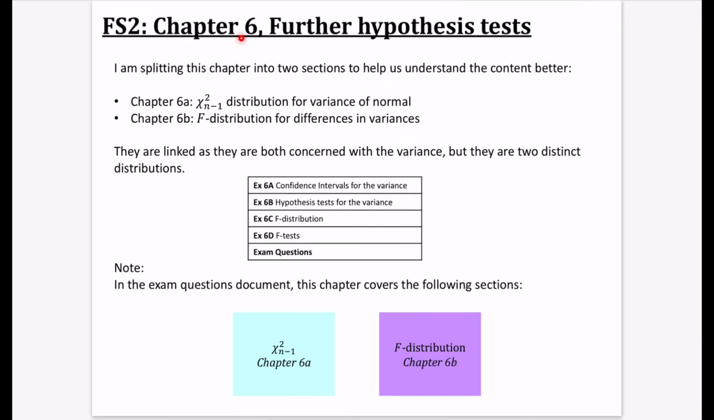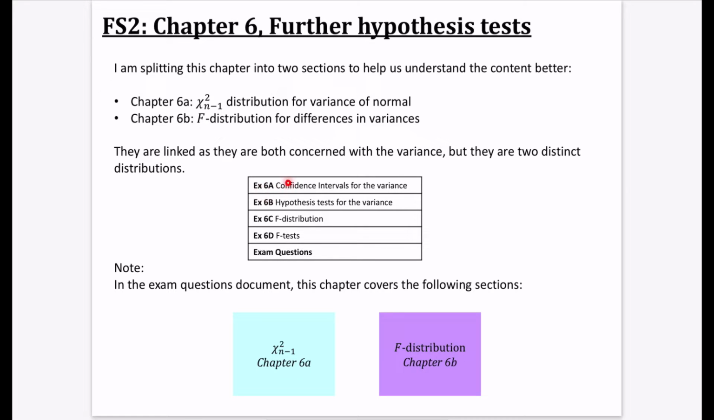Okay, we're looking at chapter 6, which is further hypothesis tests. Now, I'm splitting this chapter up into two sections and giving them different titles to help us remember the content a little bit better. So I'm going to go with chapter 6A, which is looking at the chi-squared distribution for the variance of a normal distribution. And then chapter 6B is a different distribution, which is called the F distribution, which is for the differences in variances. Now, they are linked as they are both concerned with the variance, but they are two distinct distributions that will overlap in some different exam questions.